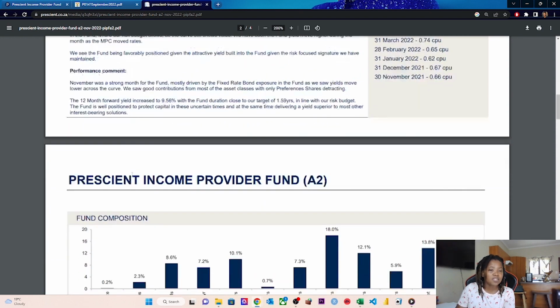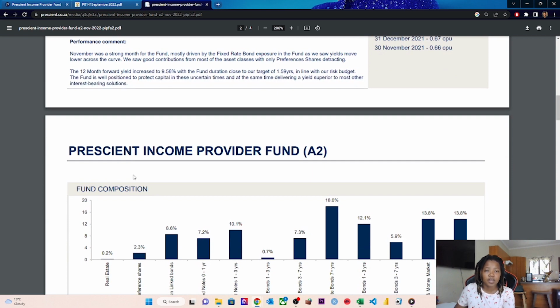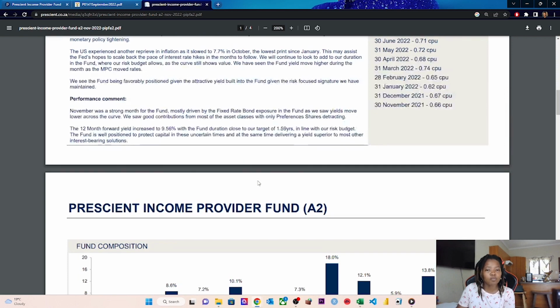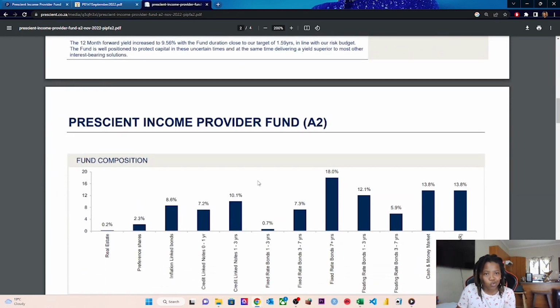And then on performance, they say November was a strong month for the fund, mostly driven by the fixed rate bond exposure in the fund, as we saw yields moving lower across the curve. We saw contributions from most of the asset classes, with only preference shares detracting. The 12-month forward yield increased to 9.56, with the fund duration close to our target of 1.59, in line with our risk budget. The fund is well positioned to protect capital in these uncertain times, and at the same time delivering a yield superior to most other interest-bearing solutions. That's always comforting to hear, right? So they're happy with their performance. You want them to be. They've got your money, right? If they're happy, you're happy.